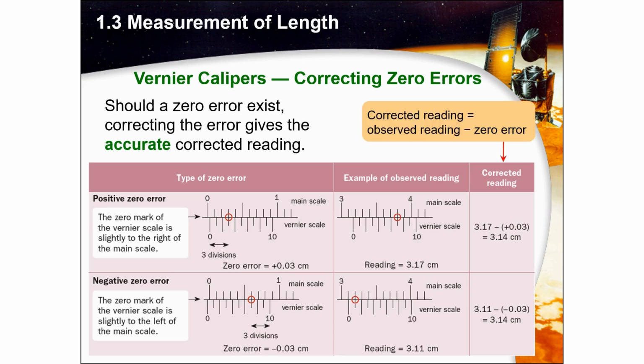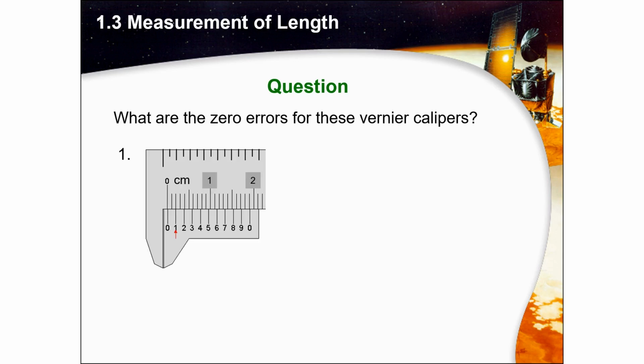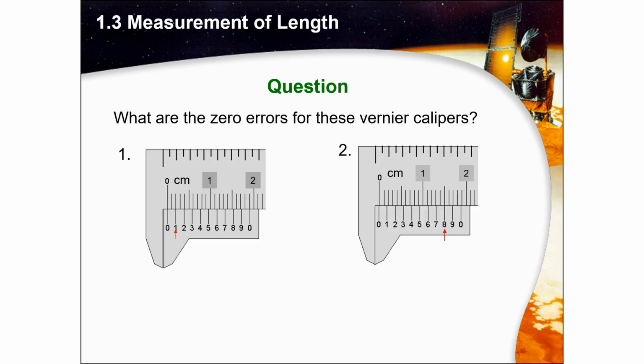Let's do the exercise about the zero error. What are the zero errors for this vernier calipers? If you see the picture on the left, you see that the number 0 for the vernier scale downwards is on the right or on the left of the main scale? On the right, that's good. So if it is on the right of the main scale, it should be positive zero error.